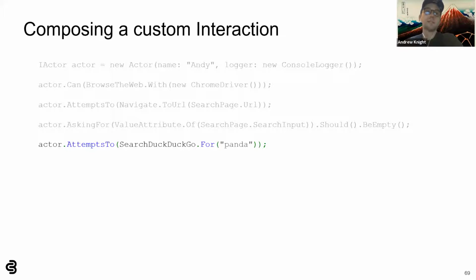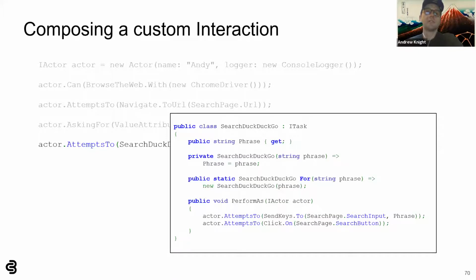The test case's next step is to actually enter the search phrase. Doing this requires two interactions: typing the phrase in the search input and clicking the search button. However, since searching is such a common operation, we can create a custom interaction for search by composing the lower level interactions together.